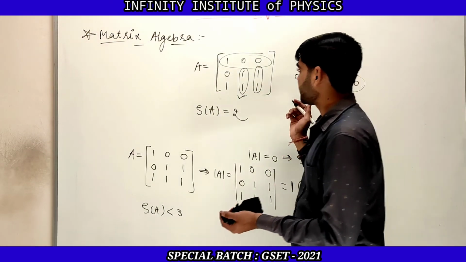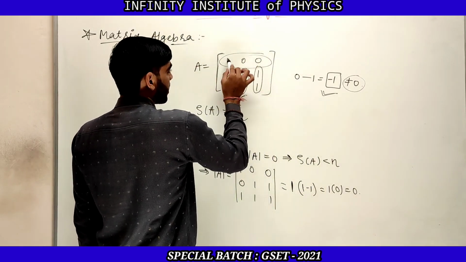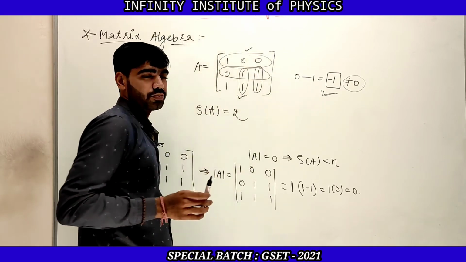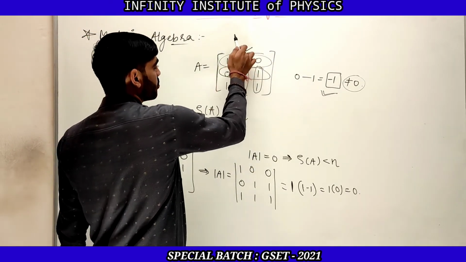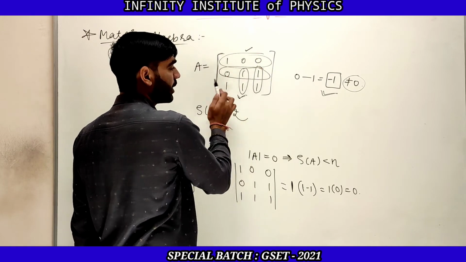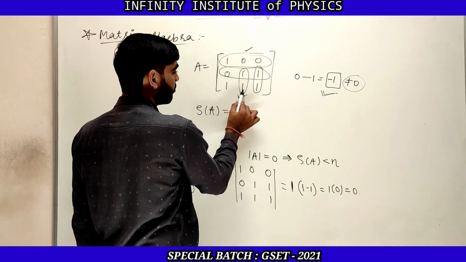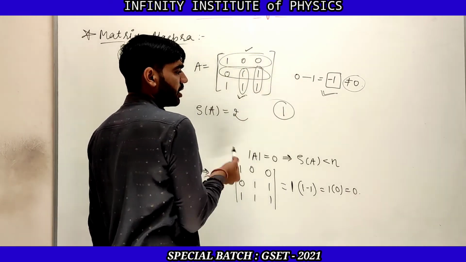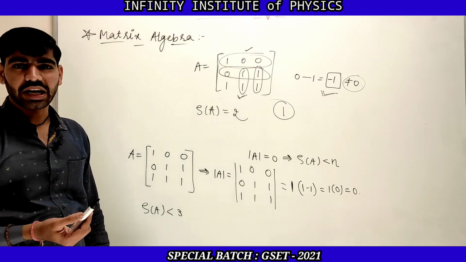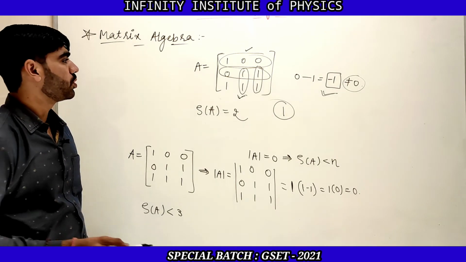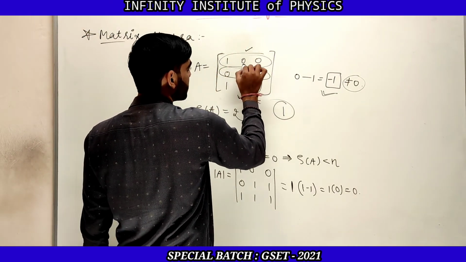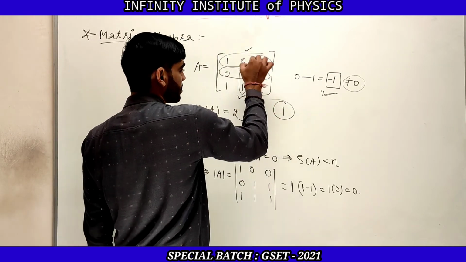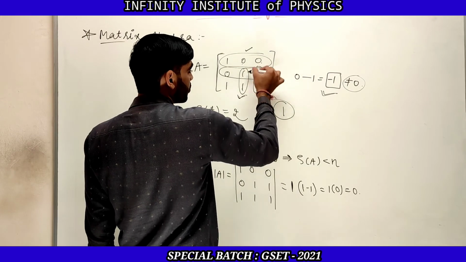Clear? Suppose someone might say that I don't want to neglect the first row. Suppose you neglect the second row, then in the same way you need to consider one of the 2 by 2 matrices. Suppose 1 0, 1 1, so 1 into 1 minus 0, so the determinant is 1, which is not equal to 0, so the rank is equal to 2. Suppose someone might consider this matrix 0 0, 1 1, so that will give us determinant 0, because 0 into 1 minus 0 into 1 is 0.